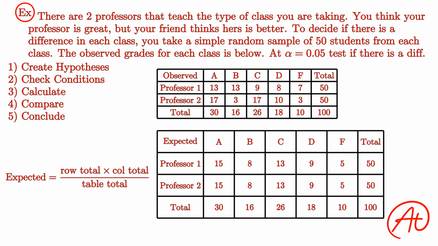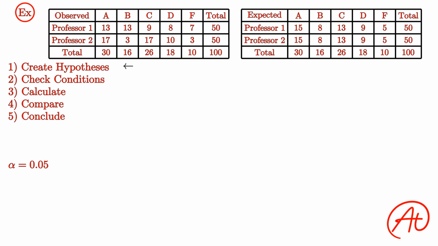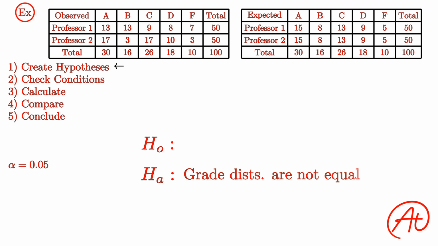Okay, now that we have our observed and expected tables, let's clean this up a bit, keep our alpha value from the problem, and jump into our 5-step process with creating our null and alternative hypotheses. As always, I like to start with our alternative hypothesis. Our alternative hypothesis, H sub A, is whatever we're testing about the population to see if something's going on. So for our problem, we're testing to see whether the distribution of grades for one professor is different than the distribution of grades for the other professor. So we can say our alternative hypothesis is something like the grade distributions are not equal.